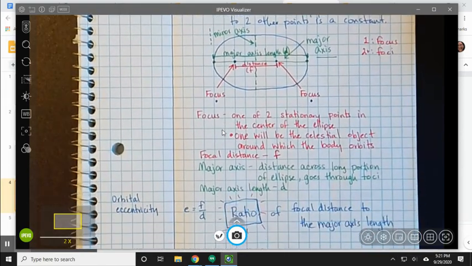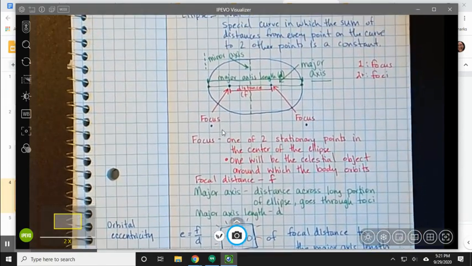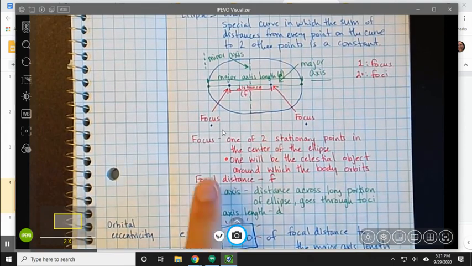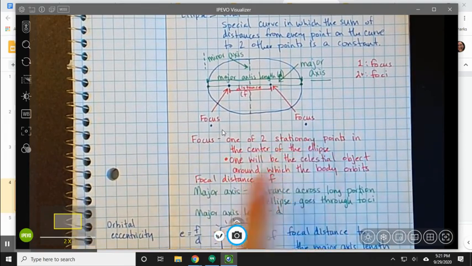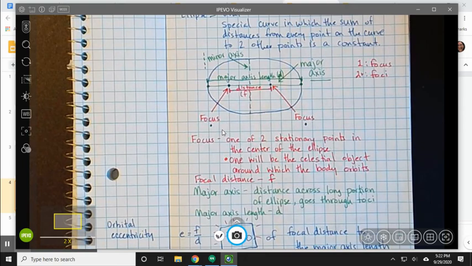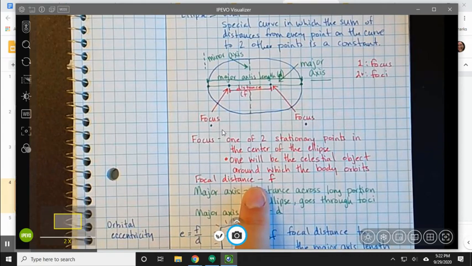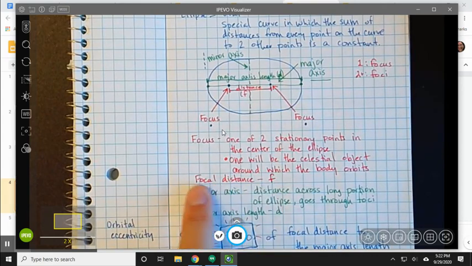So let's take a look at what these words mean. A focus is one of two stationary points in the center of the ellipse. One of the foci will be the celestial object around which the body orbits. The other one will be imaginary. The focal distance, or the distance between the foci, is called f. We just went through this. Here you can see it again.